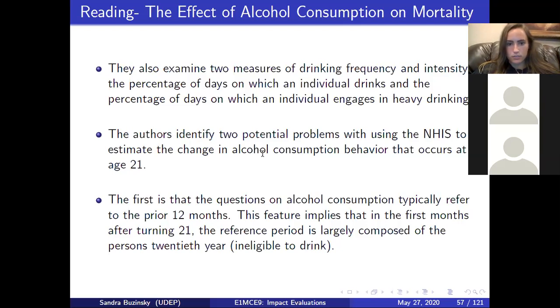So they find 2 problems with using this data in estimating the change in alcohol consumption. The first is that the questions on alcohol consumption typically refer to the prior 12 months. So they say, in the past 12 months, how many days have you drank in a year, something like that. So this implies that in the first months after turning 21, their reference period is largely based on their 20th year, right? Which is problematic because we want to know what their drinking patterns are when they're 21, not when they're 20.